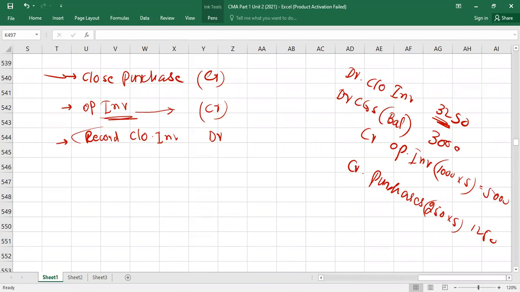So it means under the periodic system, what do you have to do? You will close the purchases account. You will close the opening inventory account. You will record the closing inventory. And the difference, the result, would be your cost of goods sold. Got it? Understood? Correct.